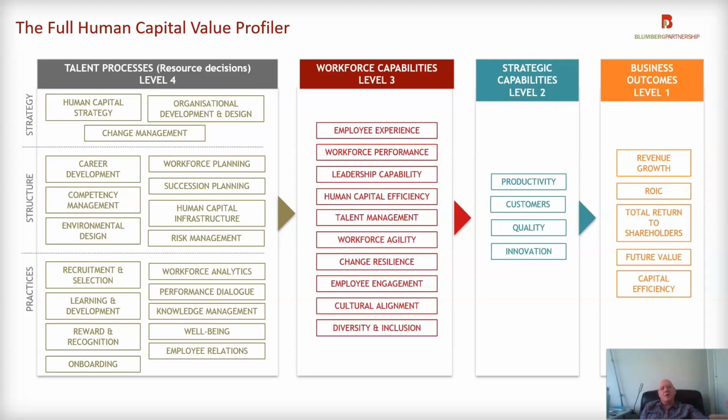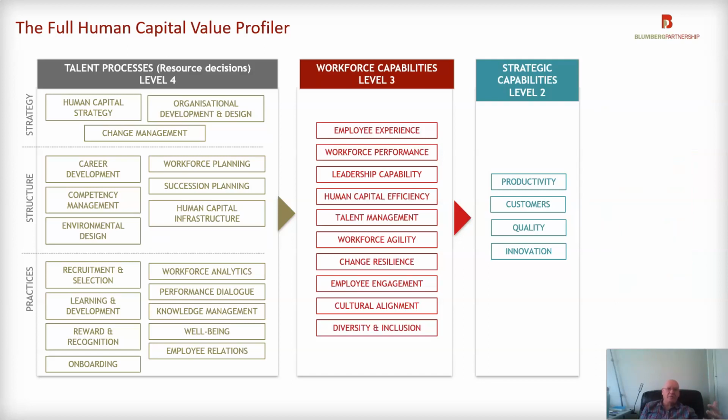Of course, if you're working in people analytics, you should be starting at the back with the business problem. So you're saying there's a problem with revenue growth, and you might say, what's causing that? Which of our strategic capabilities is letting us down? So you might say it's innovation.